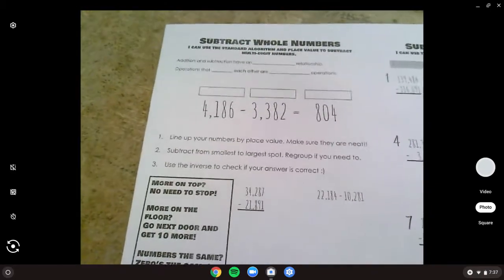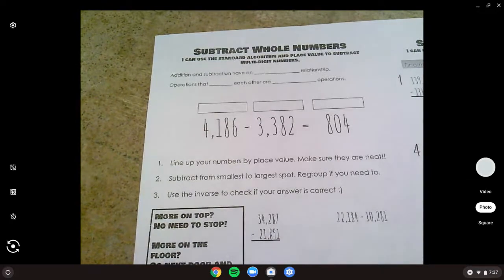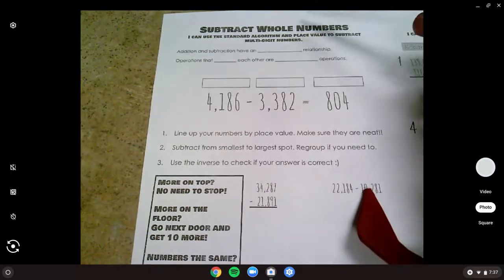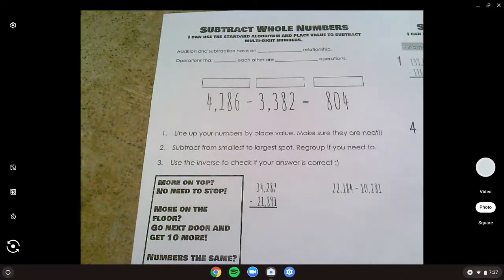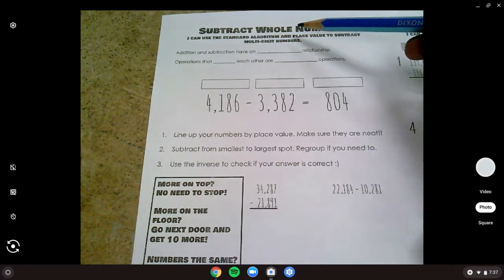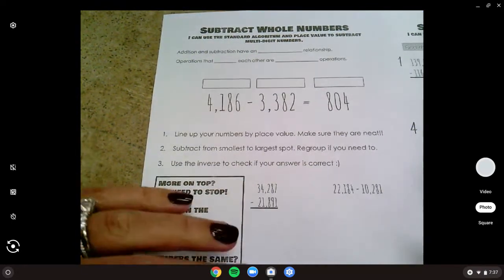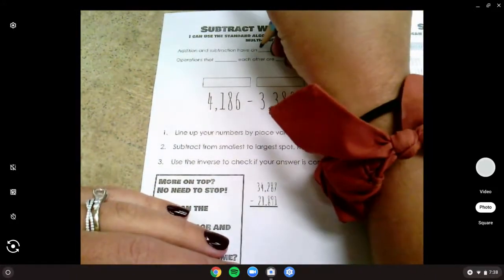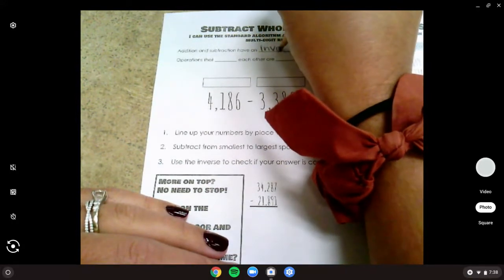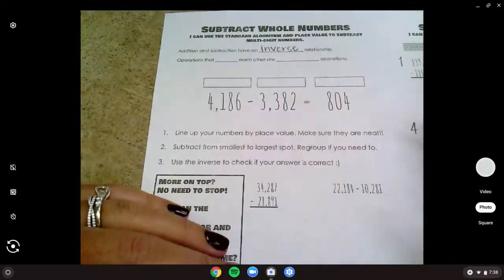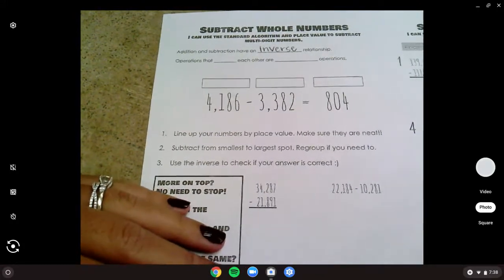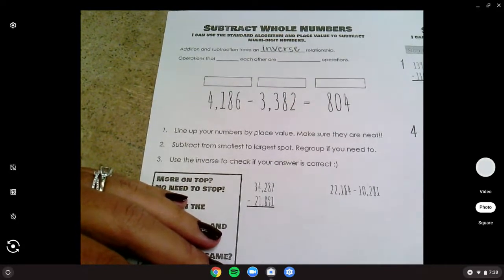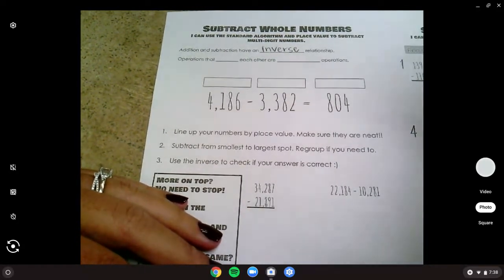So yesterday we talked about adding numbers. Well, today we're going to talk about subtracting numbers. So you're going to be able to use that standard algorithm, those number of steps, to help us subtract multi-digit numbers. Addition and subtraction have a blank relationship. They have what's called an inverse relationship. Have you ever heard that? What do you think inverse means? Knowing what you know about addition and subtraction. It means the opposite. They have an opposite relationship, the inverse.